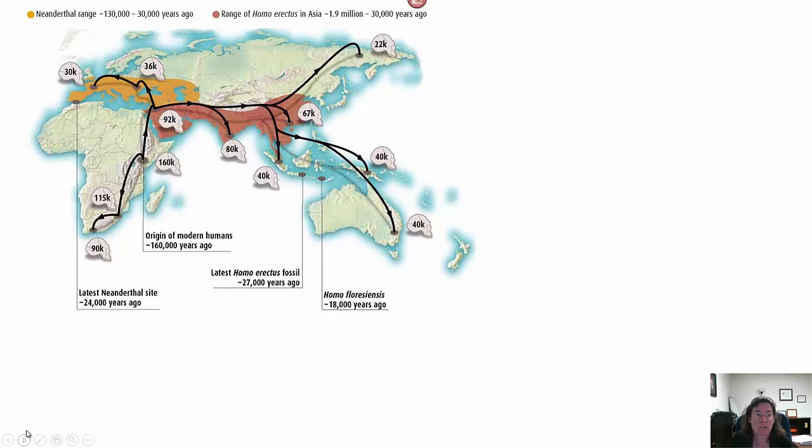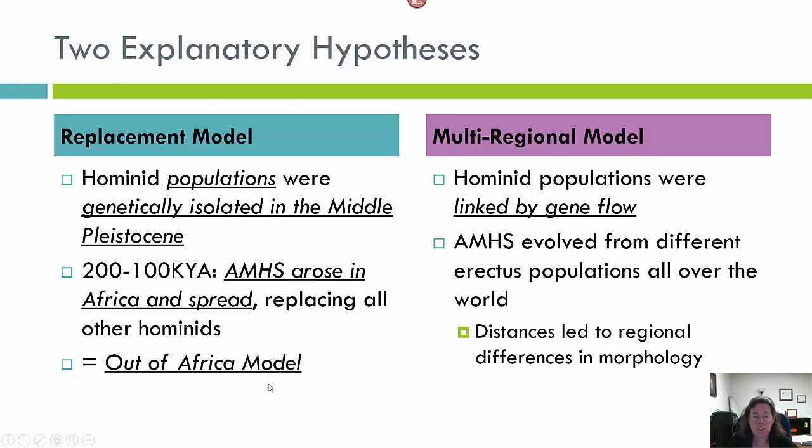This is an example of how people believe some of the distribution of these hominids occurred. There are two primary explanatory hypotheses to account for the transition from multiple hominid species to only one. These are known as the replacement model and the multi-regional model. Just to give you a brief overview of each, and then I'll go into each one in more detail.